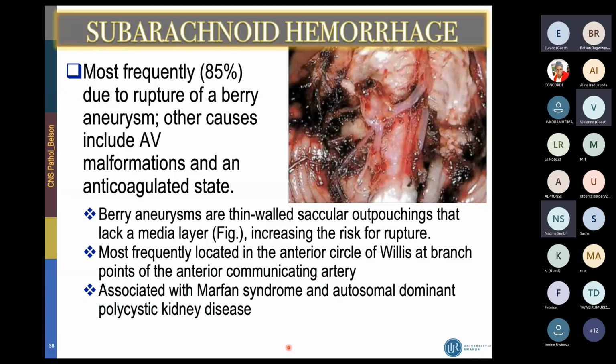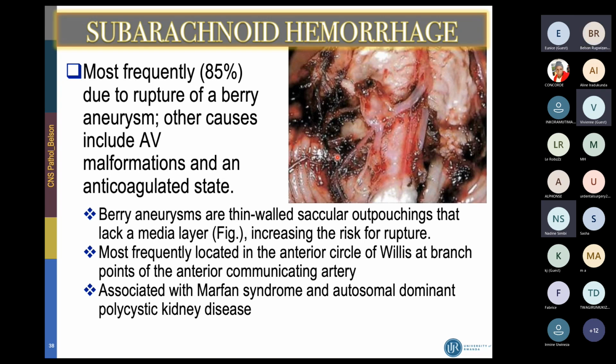So berry aneurysms are thin walled circular outpouchings that lack a media layer. So media means the muscular layer. They increase the risk of rupture. Because they lack the tunica media, uzasanga rero hari amaraso ari hirya no hino atari muri umwanya umwe bakore pocket imwe, ahubwo ari hirya no hino. So most always at the anterior circle of Willis, at branch points of the anterior communication.